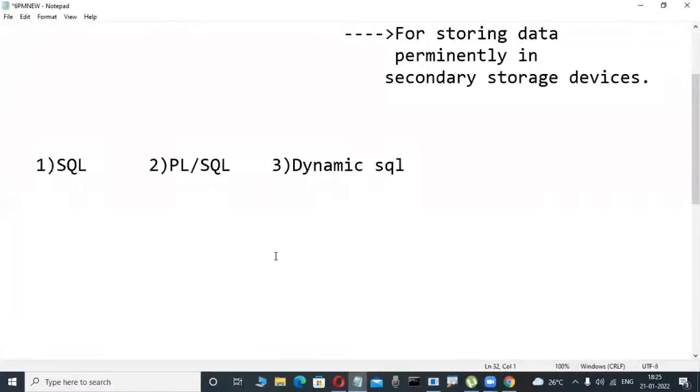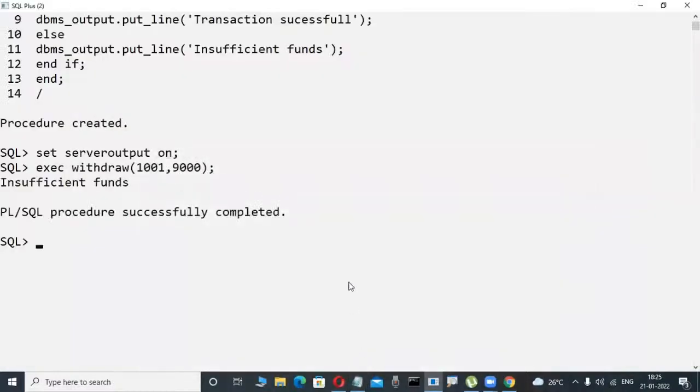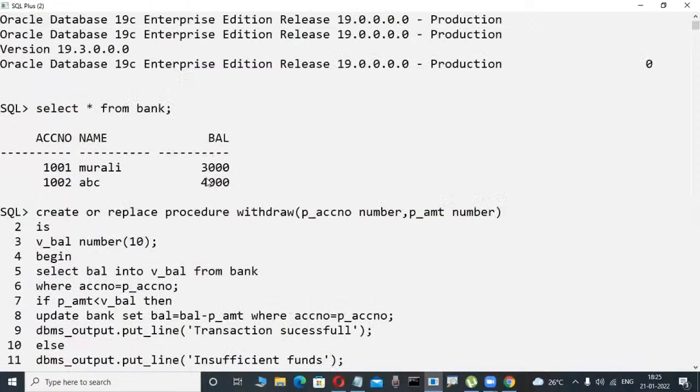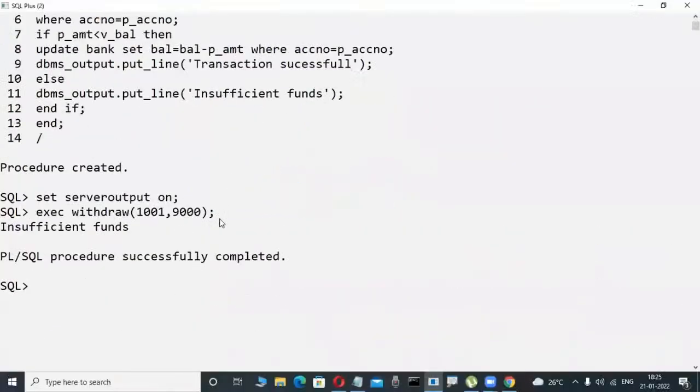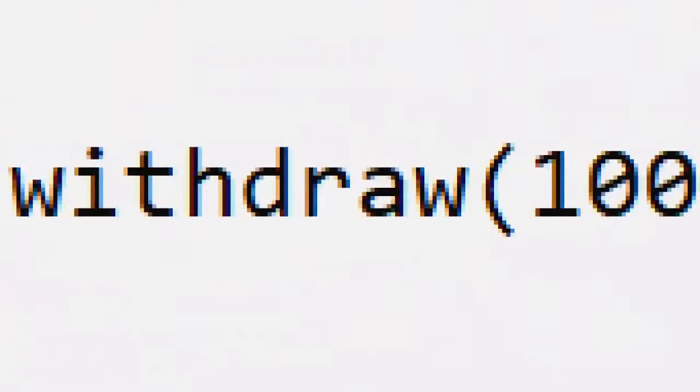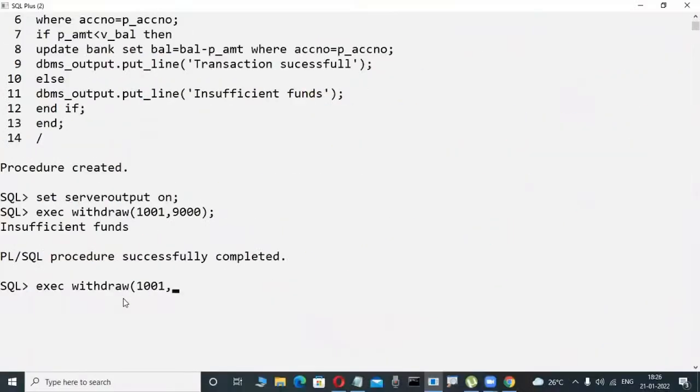Another case, OTP validation, those all the things, same thing. Now check it out. For example, in this case my balance is 3,000. Now I try to withdraw 2,000 rupees, for example. Observe it here, 1001 is my account number. I try to execute withdraw again, the procedure. Now I try to withdraw 2,000 rupees. Possible, possible.